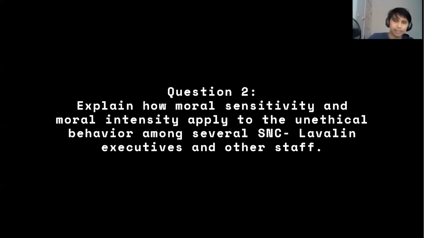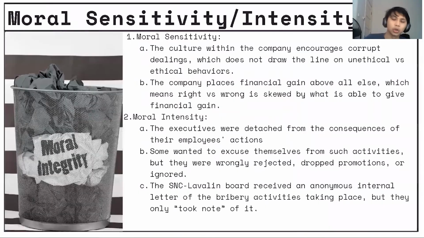The second question is how moral sensitivity and intensity applies to the unethical behavior among SNC Lavalin executives and other staff. So there are 2 parts. So moral sensitivity. Within this instance, the company's culture encouraged corrupt dealings, which did not draw the line on what is ethical and unethical, which means then that the company does not clearly distinguish what is right and wrong.